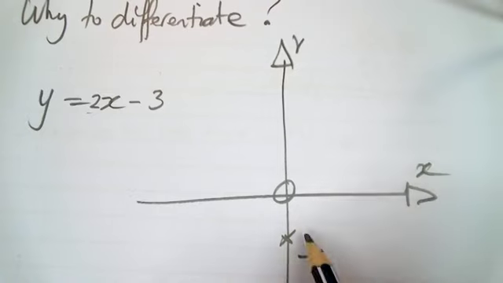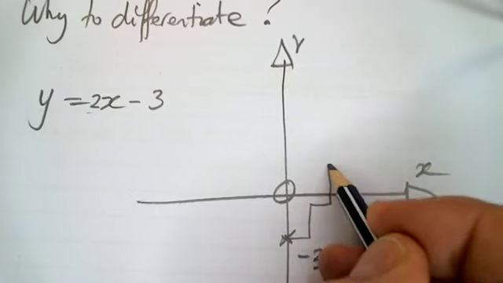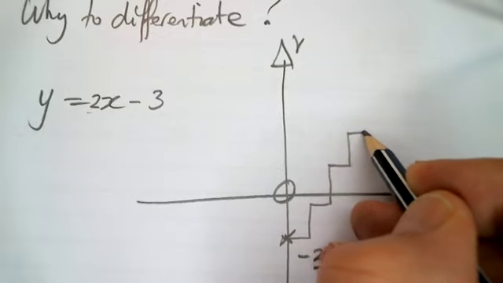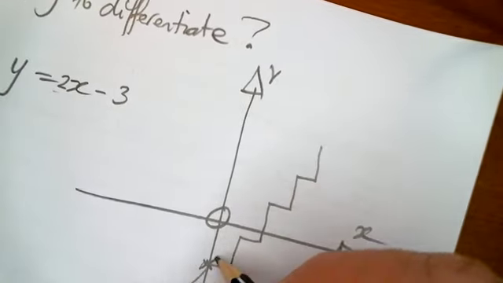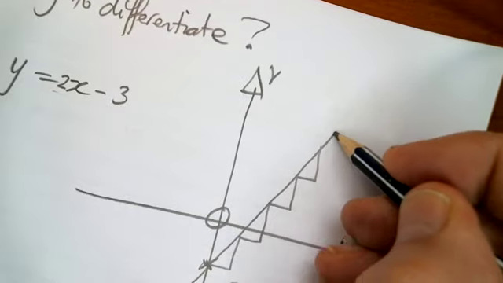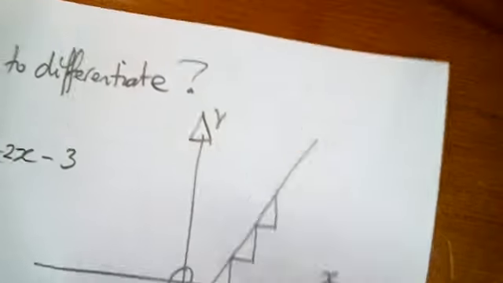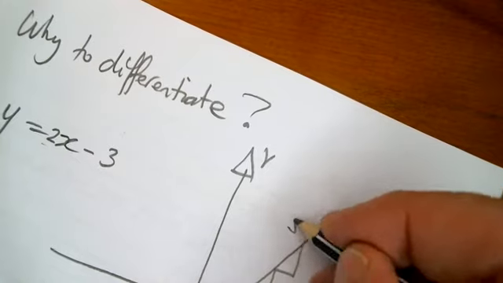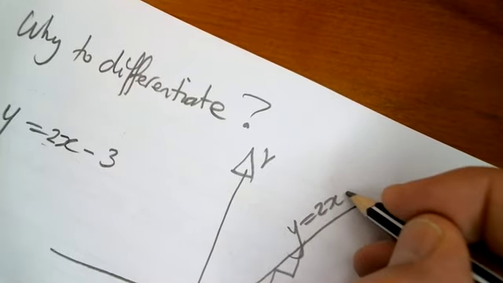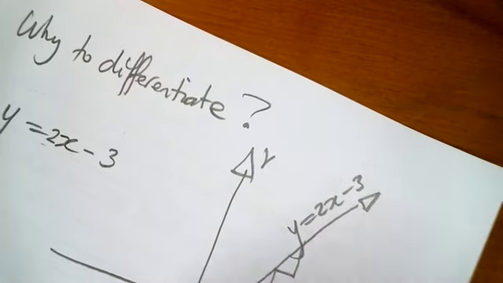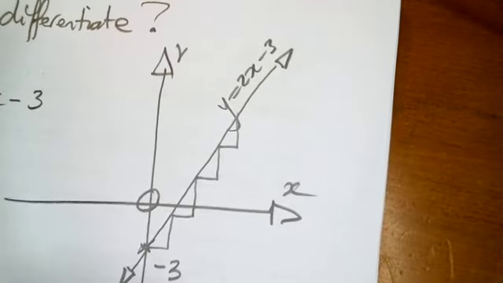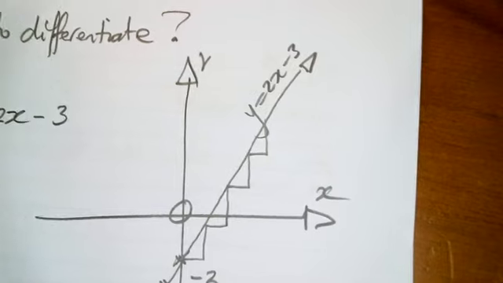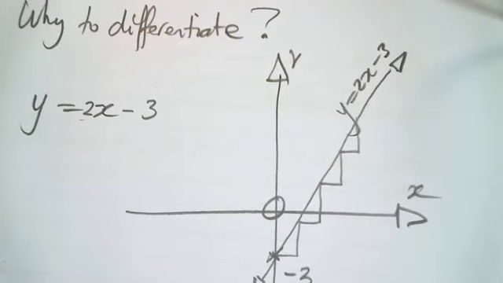So for every time it goes 1 along, 2 up, 1 along, 2 up, 1 along, 2 up, and so on. What you end up with, if I can get this going through all those points, is something that looks like this. I'll write this along the line I've just drawn. There is the line of y is equal to 2x minus 3. I've put arrows on both ends, so it's not a line segment, it's a continuous line.